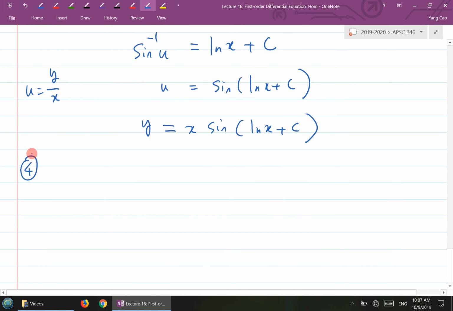This is the third type, the third type of differential equation. So let's take a look at the fourth type. The fourth type is called exact differential equation. Exact differential equation.